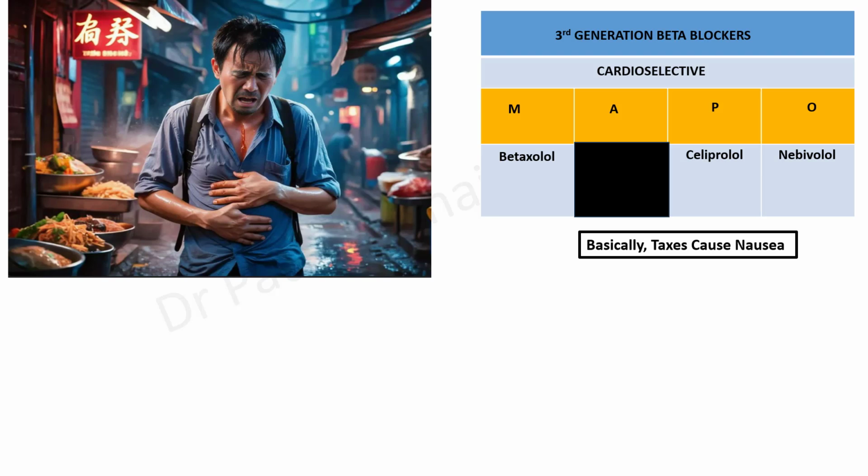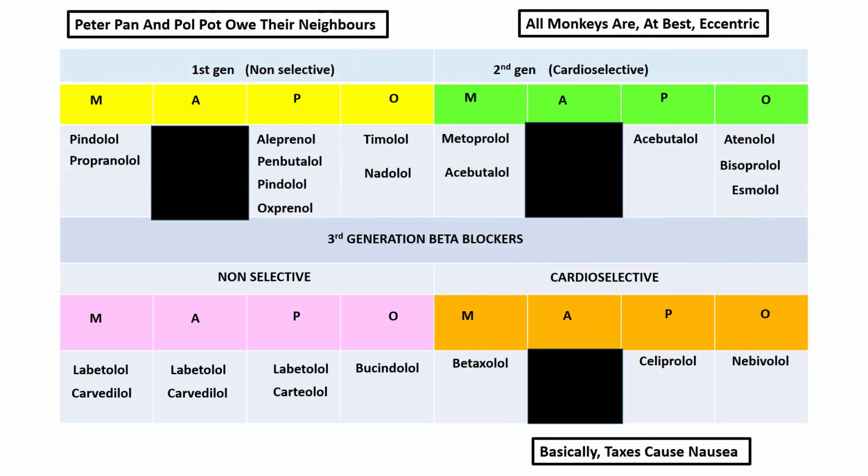The third generation beta blockers which are non-selective, those with membrane stabilizing activity include labetalol and carvedilol. Those with additional alpha blockade include labetalol and carvedilol again. Those with partial agonistic activity include labetalol and, at this time, cartelol, and others in this group include bucindolol. So this is how beta blockers are classified.